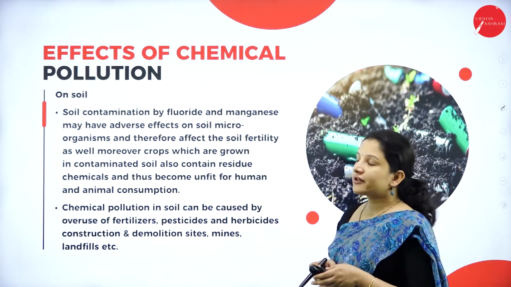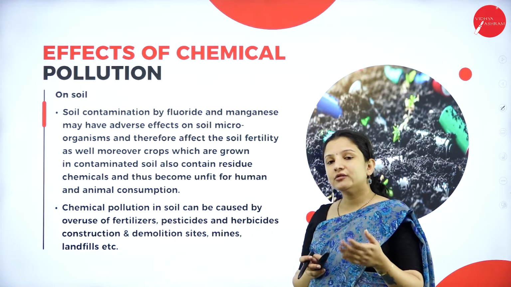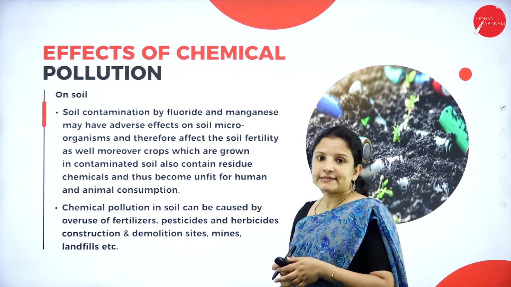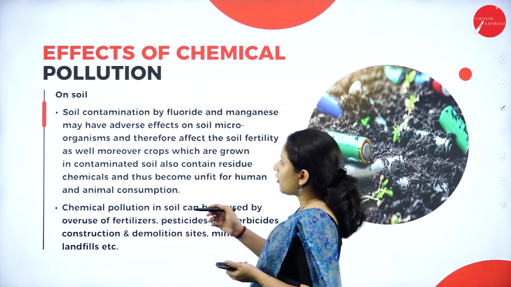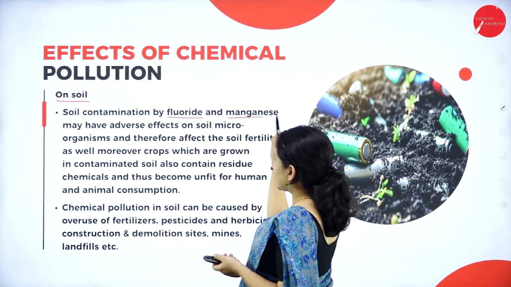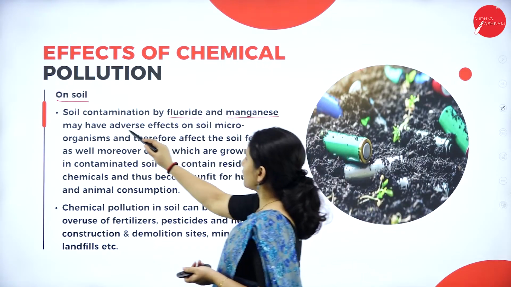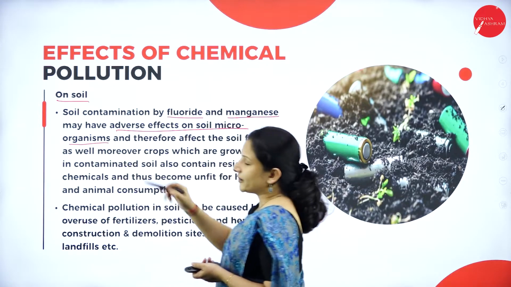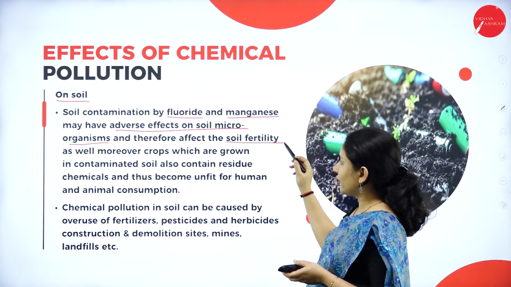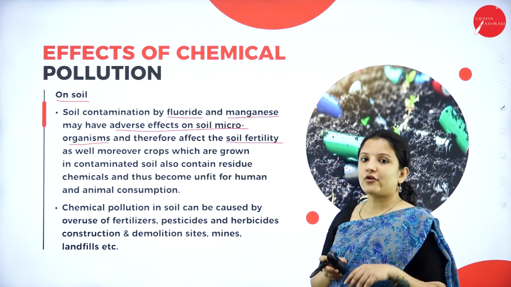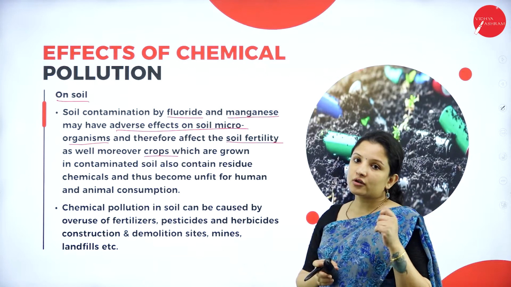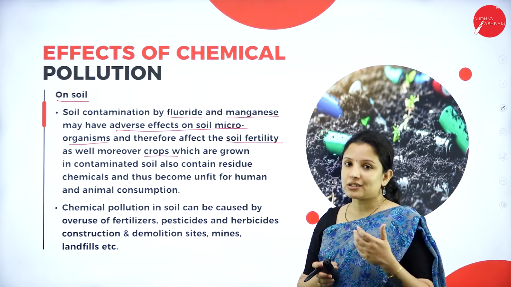Next, talking about the effects of chemical pollution. Let's look into the effects of chemical pollution on soil, on air, and on water. First, the effect of chemical pollution on soil. The contamination of soil by fluoride and manganese has an adverse effect on soil microorganisms, and if soil microorganisms are affected, it can affect the fertility of the soil. If the fertility of the soil is affected, then the crops will be affected, and the crops can become unfit for human consumption.